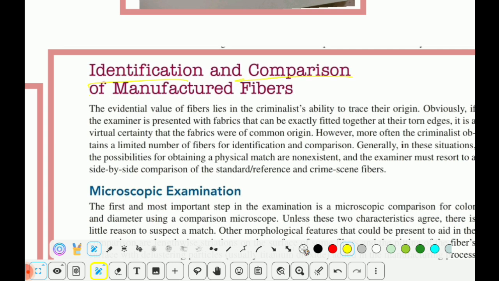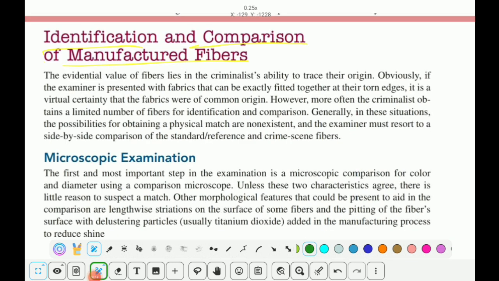This is the most important portion of the entire lecture. We will discuss the identification and comparison of fibers, because as a forensic expert, as a forensic investigator, this is the most important segment for you.